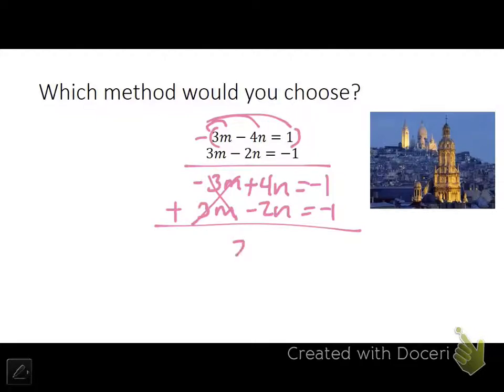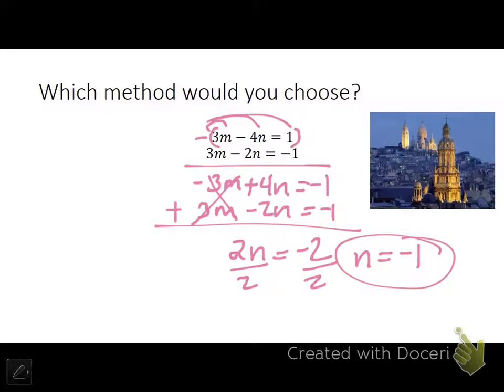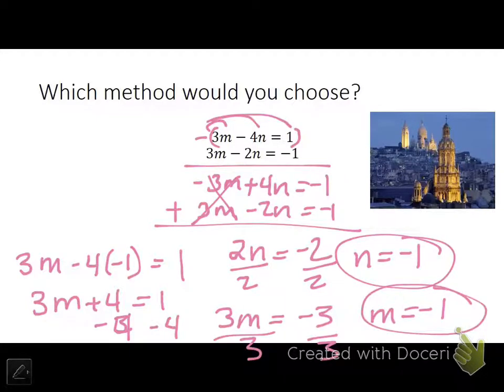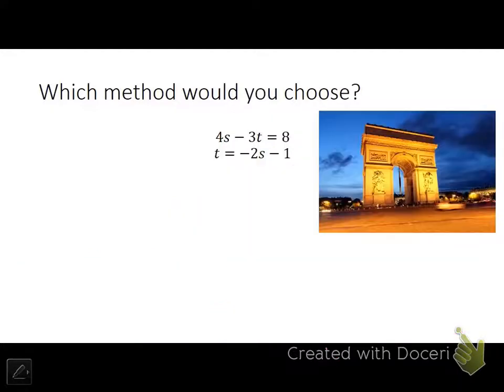4n plus negative 2n is 2n. Negative 1 plus negative 1 is negative 2. Divide both by 2. N is equal to negative 1. Plug it back in. So this should be negative 4 times negative 1 is 4. Subtract 4 from both sides. 3m equals negative 3. So then m should equal negative 1 when you divide both sides. Which method would you choose?